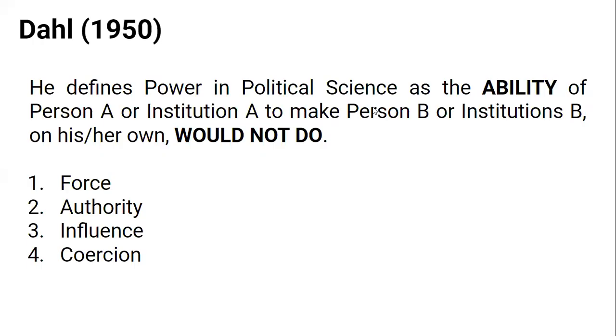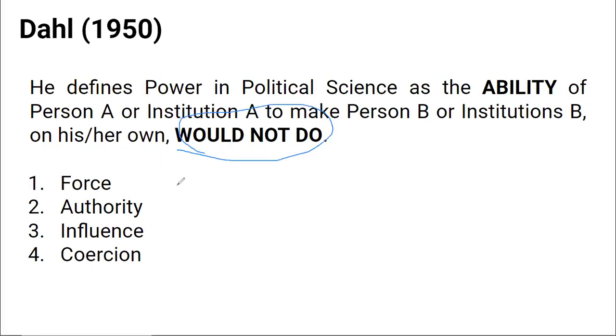Okay? So moving forward in this discussion, according to Dahl in 1950, power is defined in political science as the ability of person A or institution A to make person B or institution B do what he or she on his or her own would not do. The definition is a bit complex. In a nutshell, the ability of person A or institution A to make person B or institution B, let's say, mobilize.